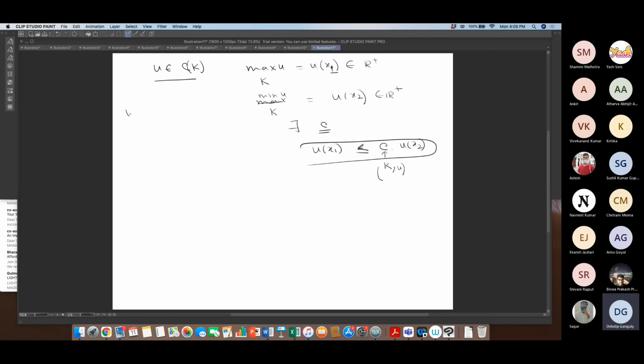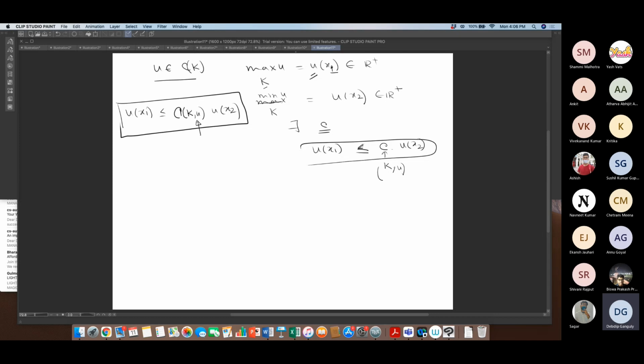So this is true: u of x1 is less than a constant c, which depends on k, the compact set, times u of x2. These you can always get. If we do it in a very simple way, u is a continuous function on a compact set, so it will attain its maximum and its minimum. So then for u of x1 and u of x2, you can always find a number c such that u of x1 is less than c times u of x2. But these constants always depend on the compact set k as well as the function u. It is not independent of the function u.